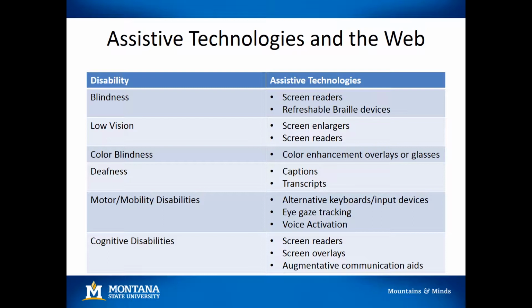Now we have people with low vision: screen enlargers, screen readers. Color blindness: maybe they're using color enhancement overlays on their web browsers, which we'll go into in a bit, or glasses. Deafness. This is where if you have YouTube videos, you need to start thinking about captions and transcripts. I won't go into the rest of this, but please feel free to read through the rest of this table as you have time.